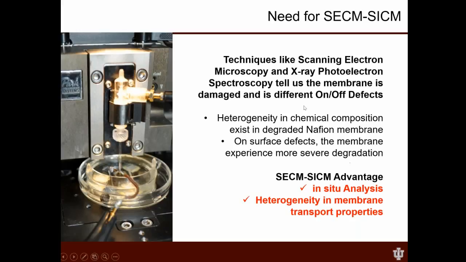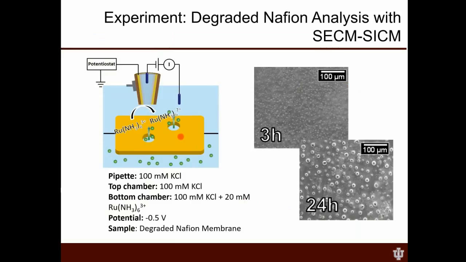So this is the experiment that we'll do. It's the same as the experiment that we did in the case of polyimide, except instead of putting a polyimide membrane here, we'll mount these degraded naphthalene membranes, and we'll watch ruthenium hexamine as it diffuses through these defects or these bubbles and rips and tears that are happening as a function of time.